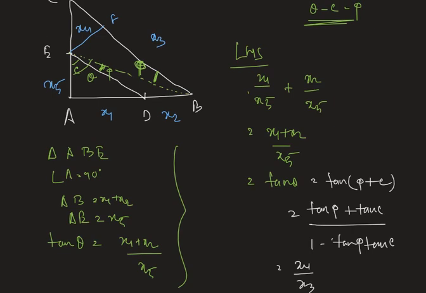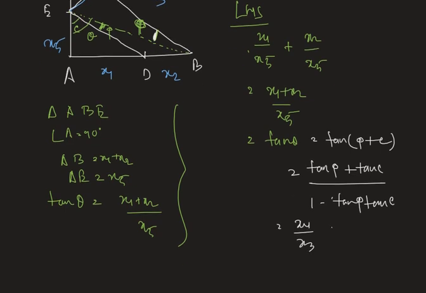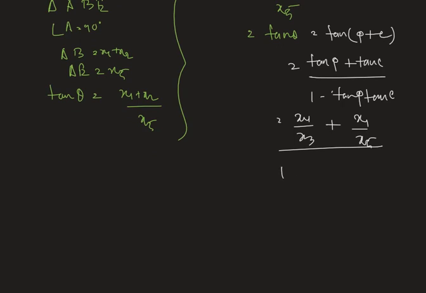This is the right angle triangle BEF. Here we get the angle phi, and the tan of phi is nothing but perpendicular divided by base. Here the perpendicular is x4 and the base is x3. And the value of tan C, in the triangle ADE, must be x1 divided by x5. Therefore, tan phi multiplied by tan C is x1 x4 divided by x3 x5.